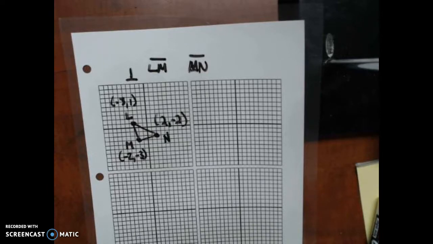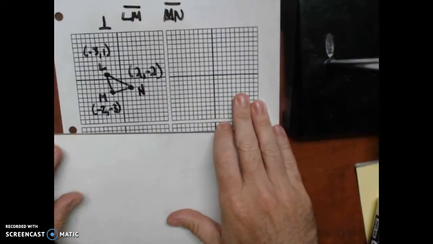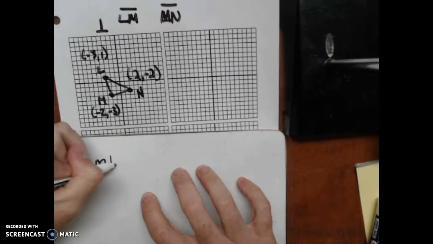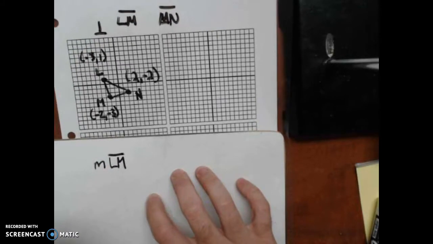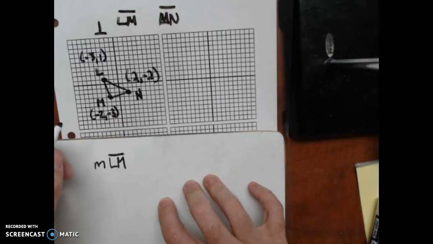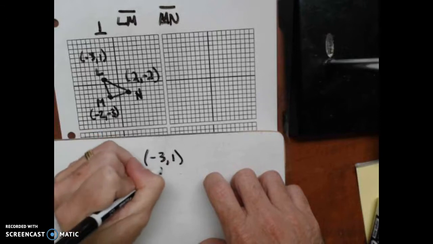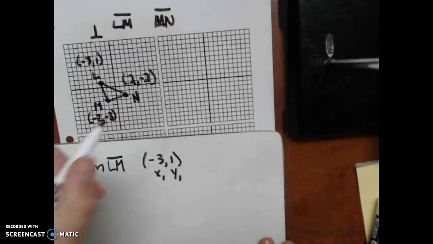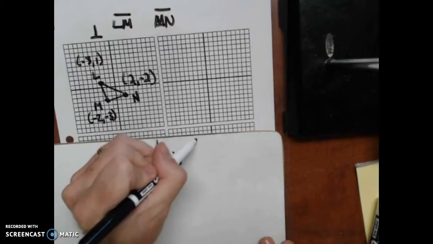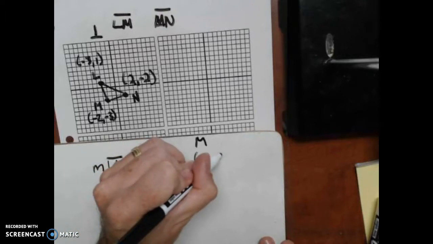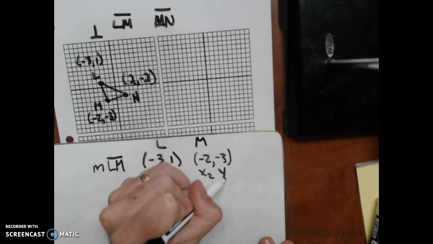Let me erase my board. We'll work that problem out. Keep all that right there just so we have it handy. And here we go. We want to know what the slope is of line segment LM. So point L, -3, 1 is going to be our x1, y1. And point M, vertex M, which is -2, -3, is going to be our x2, y2.